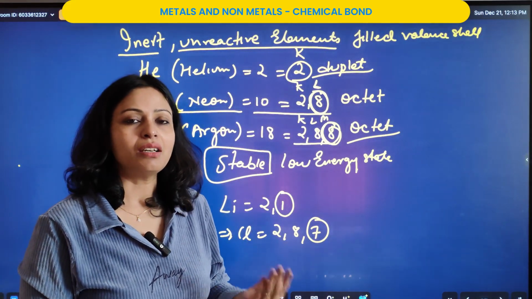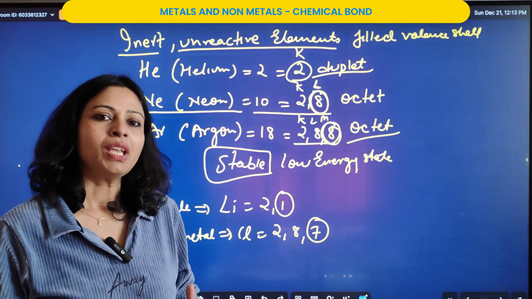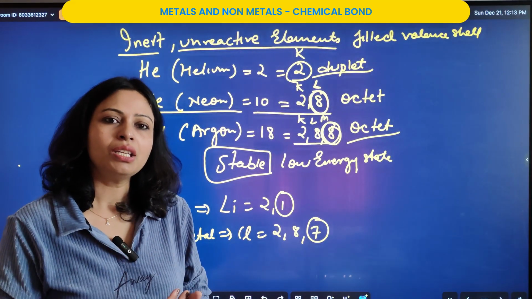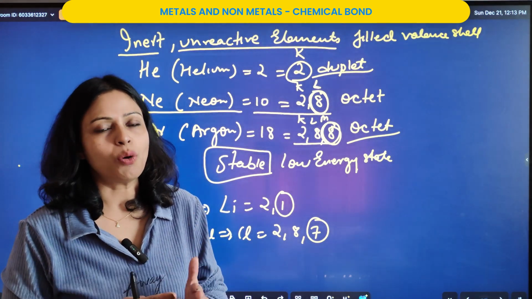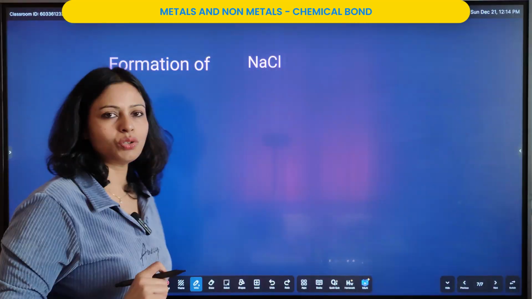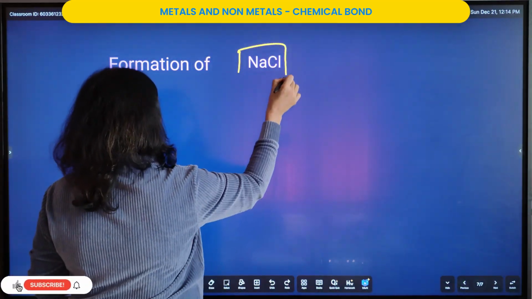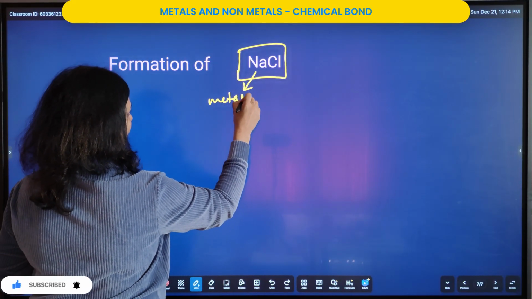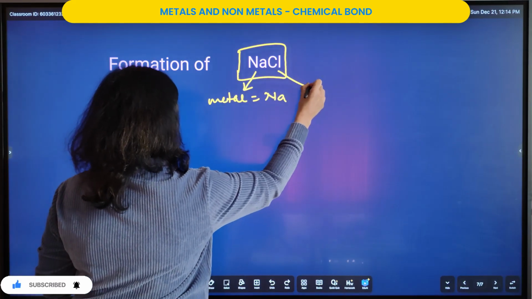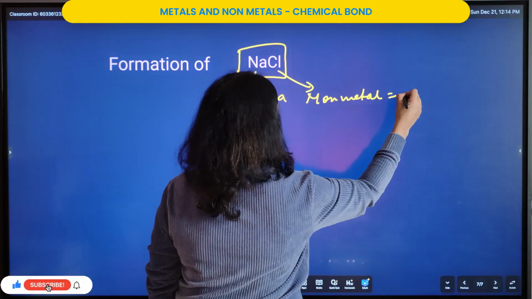That is the main reason for chemical combination. That's why atoms of different elements come together and combine in order to attain the stability of the nearest noble gas and form a chemical compound. So let's see an example of the formation of NaCl. NaCl is a compound formed by the metal sodium and the non-metal chlorine.